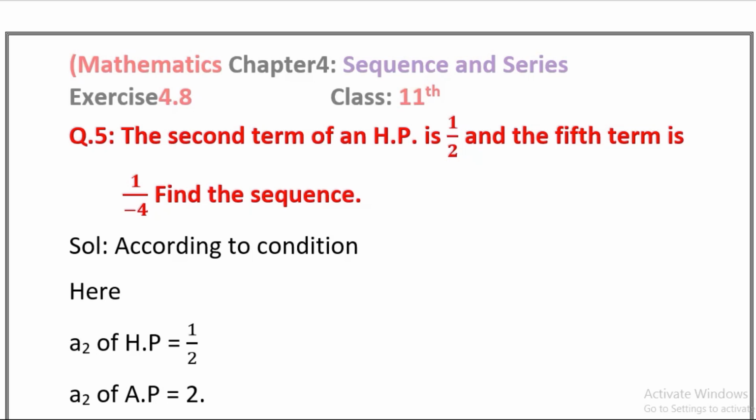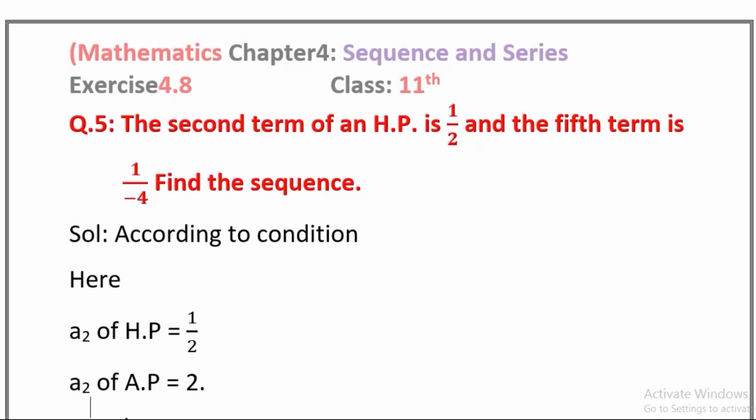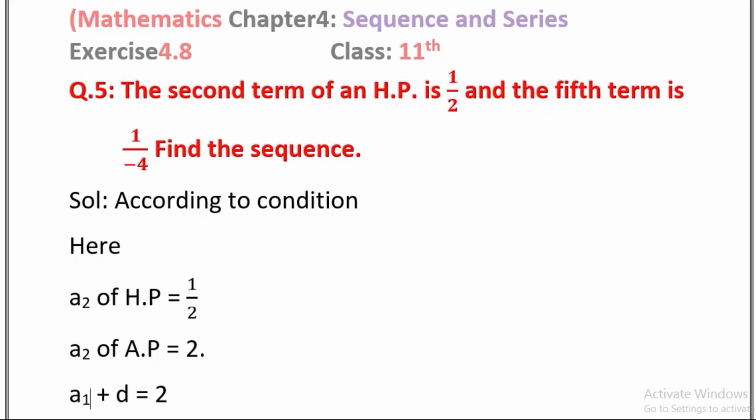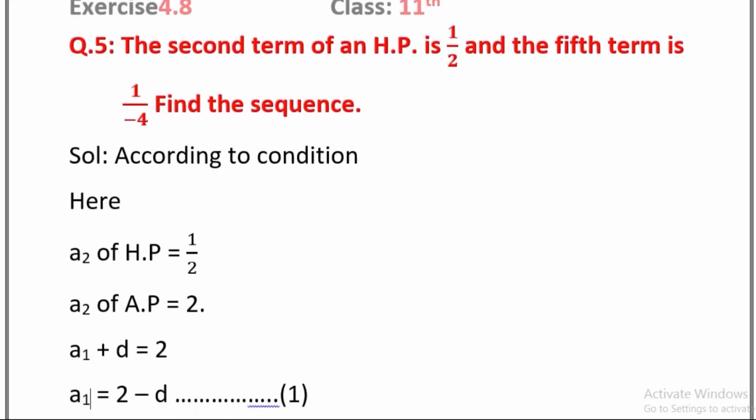Second term of the harmonic progression is 1 divided by 2, so it equals 1 divided by 2. A2 of the arithmetic progression is the reciprocal, that is 1 divided by 2, the reciprocal is equal to 2. So next, A2 can also be written in the form of A1 plus D is equal to 2. So A1 is equal to 2 minus D plus D. Take the left-hand side to the right-hand side, the sign will be negative. A1 is equal to 2 minus D, that is equation number 1.